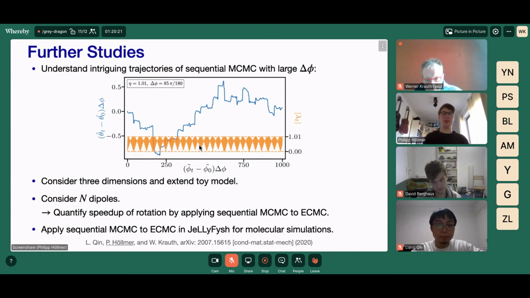And finally, this is the next step, and afterwards we can then, of course, apply sequential MCMC to ECMC and jellyfish for the molecular simulations we wanted to do initially.